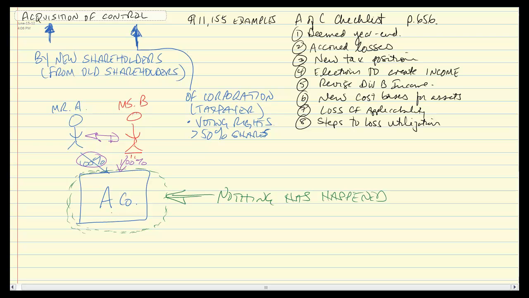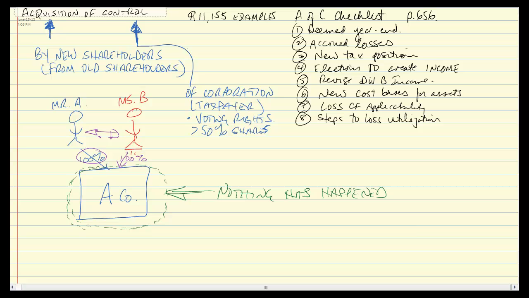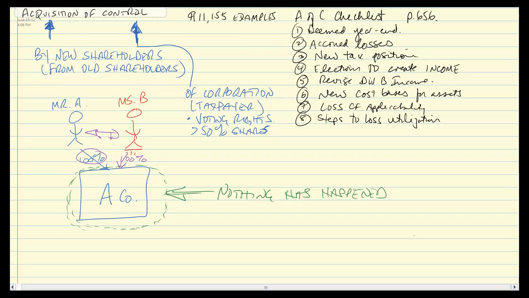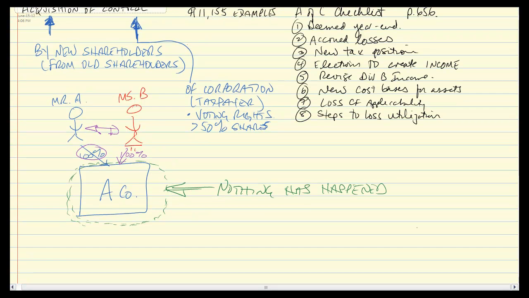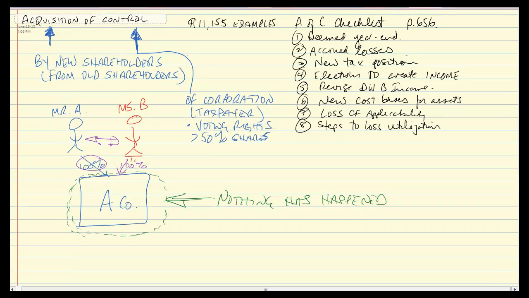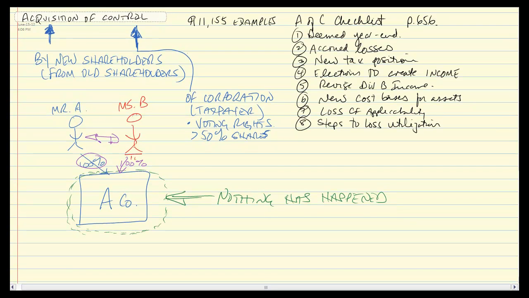So what happens? What does the Income Tax Act do? It says, what we really want is a point of real break. We want a definite demarcation between the old owners controlling it and the new owners controlling it.